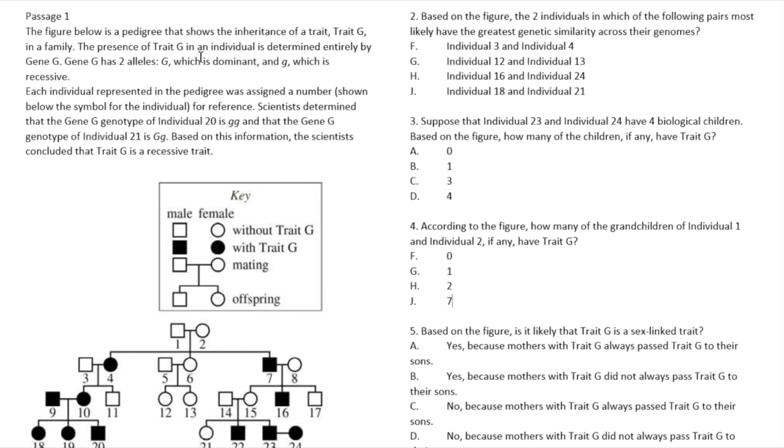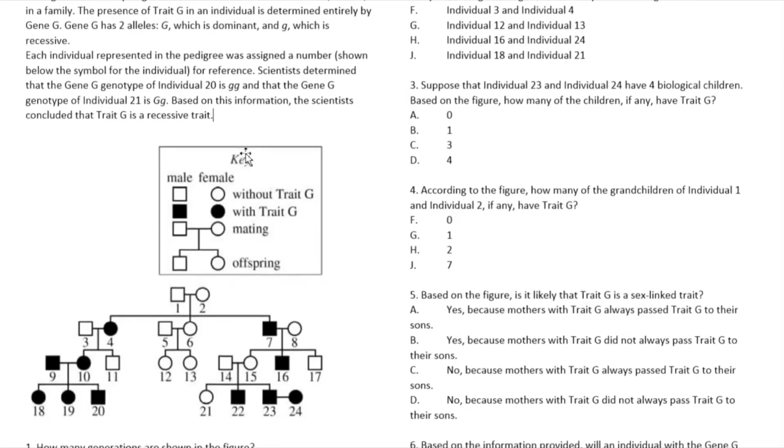So the presence of trait G in an individual is entirely determined by gene G, and it can be uppercase, which is dominant, or lowercase, which is recessive. Now the interesting nugget of information here is near the end of the second paragraph. Scientists determined that the gene G genotype of individual 20 is lowercase gg, and the genotype of individual 21 is uppercase G and G. They concluded that trait G is a recessive trait.